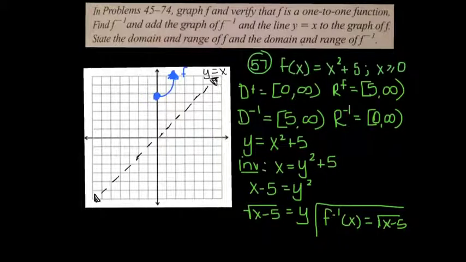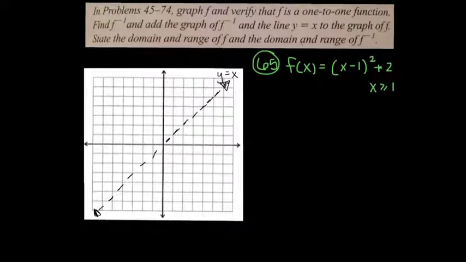If I sketch that, my parent function is the square root function shifted horizontally 5 units to the right. So that puts me right here. And then I have that shape of the parent function, which also exhibits that symmetry.